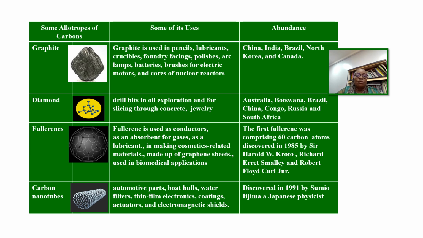Fullerenes are useful as conductors, as absorbents for gases, as lubricants, in making cosmetic-related materials, and very useful in biomedical applications. A most recent allotrope of carbon is carbon nanotubes, discovered in 1991 by Sumio Iijima, a Japanese physicist. It is very useful in automotive parts, boat hulls, water filters, thin film electronics, and electronic shields. These allotropes are useful to mankind.